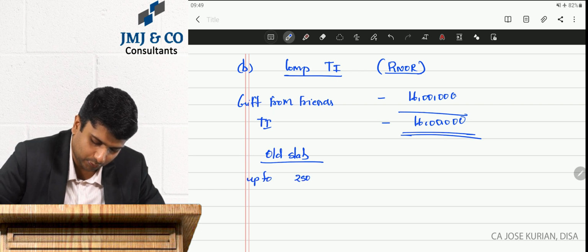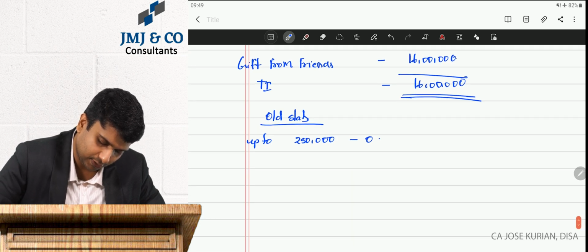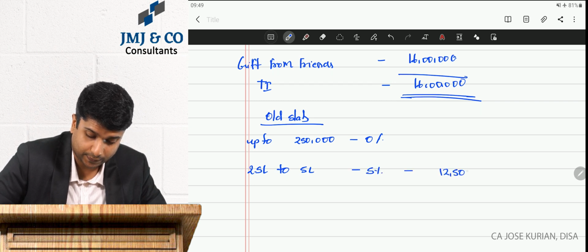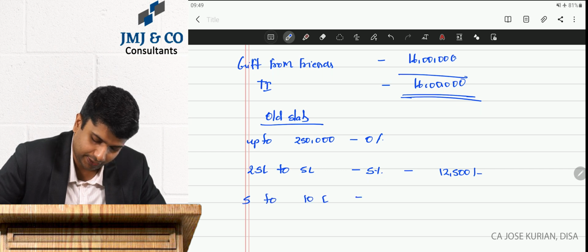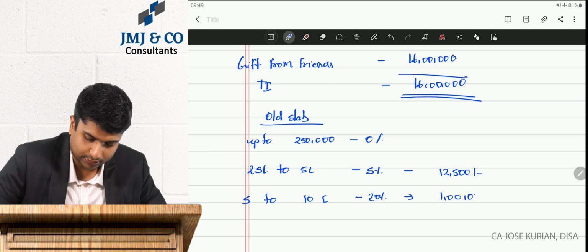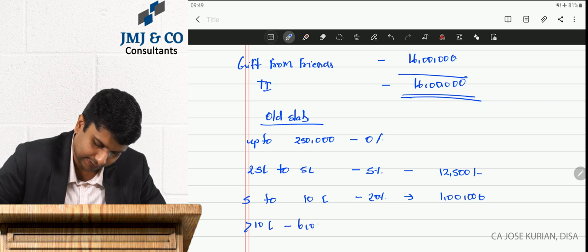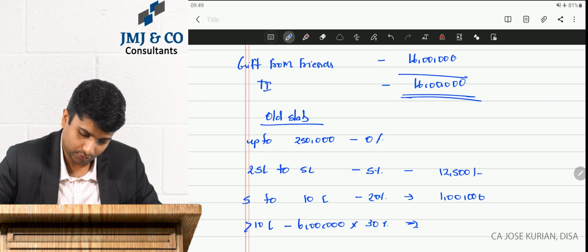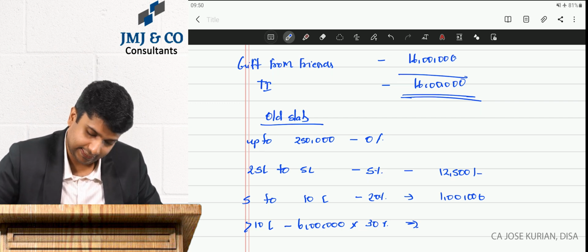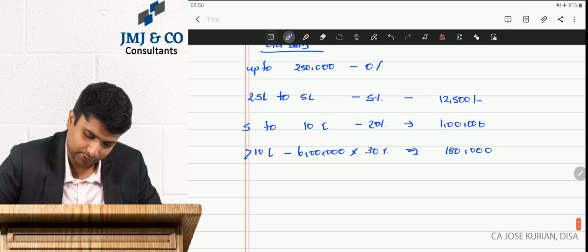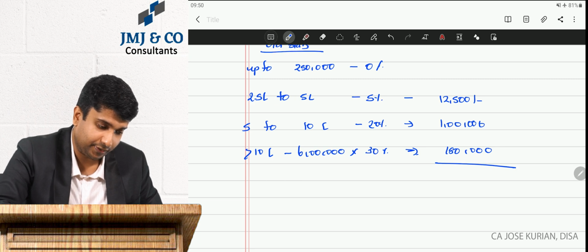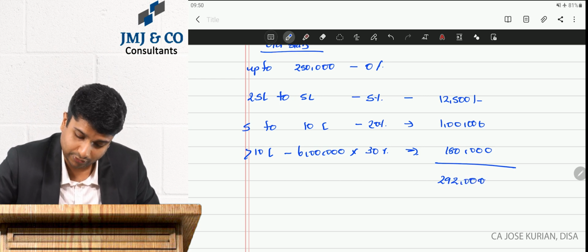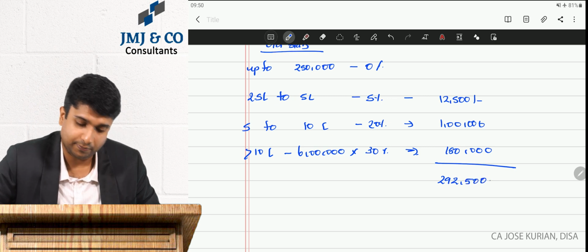Now what is the speciality of old slab rate? Up to 2,50,000, your tax liability would be 0%. Then from 2.5 lakhs to 5 lakhs, it will be 5%, that is 12,500. Then from 5 to 10 lakh, it would be 20%, and that would be 1 lakh here. And more than 10 lakh, here it is 6 lakhs into 30%, that would be 1,80,000. And what is the total basic tax, friends? Total basic tax would be 1,80,000 plus 1,12,500, which is 2,92,500.